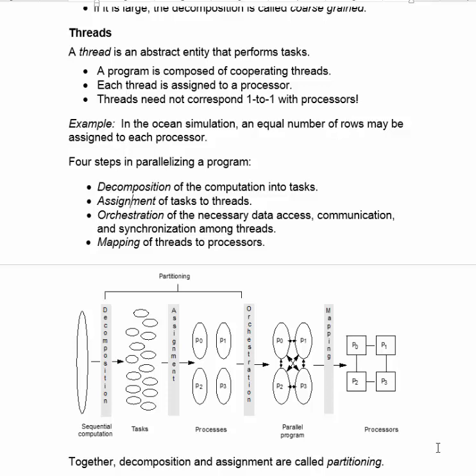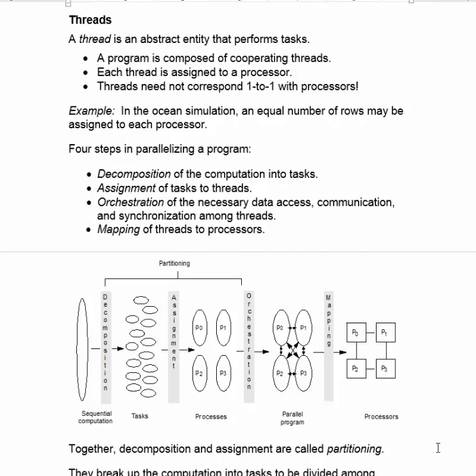So you see a diagram of that below. You take your sequential computation, and then you divide it into tasks. So there are a lot of tasks. You group the tasks into not so many processes, and then you decide how the processes communicate. They become a parallel program. Then you decide which processors each process executes on, and then you've got mapping.